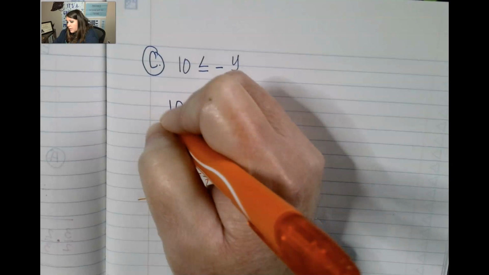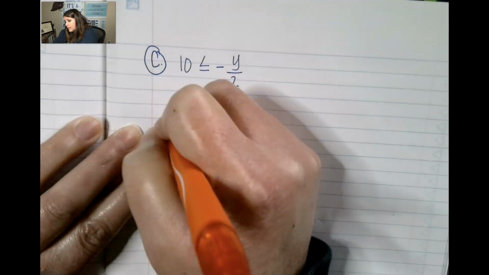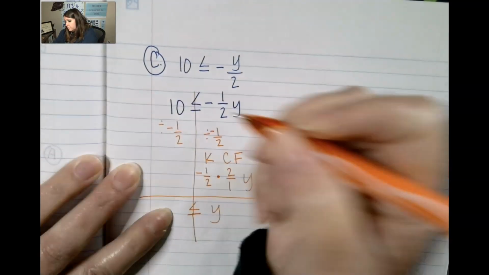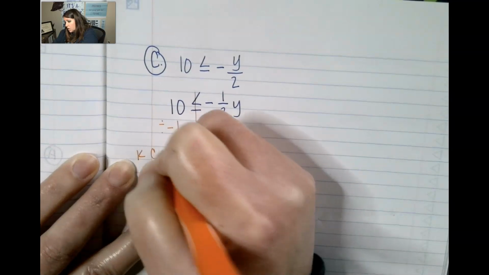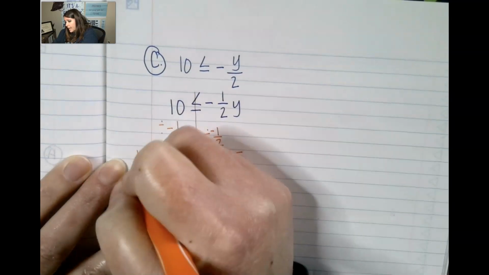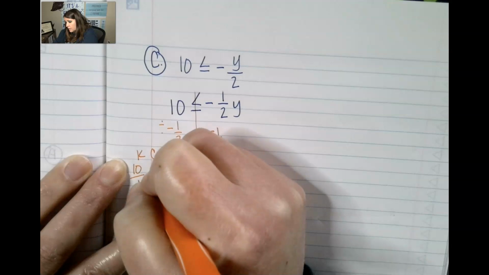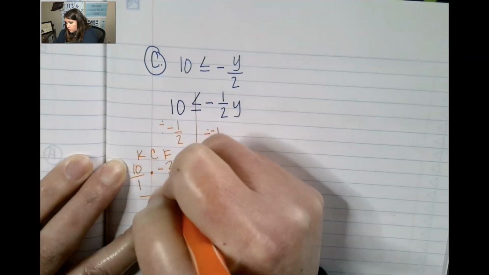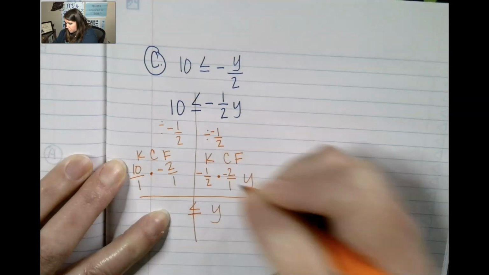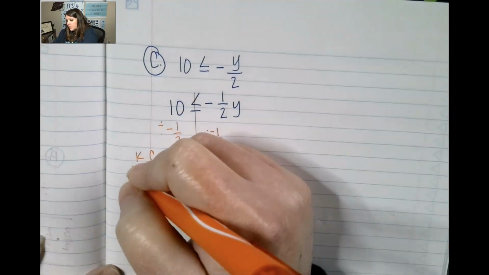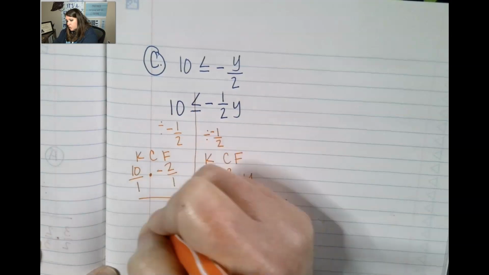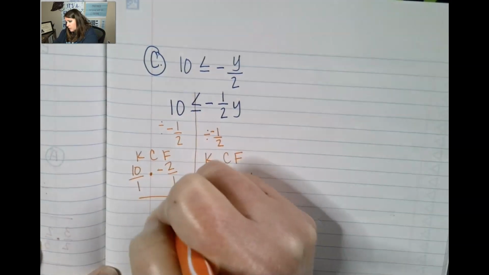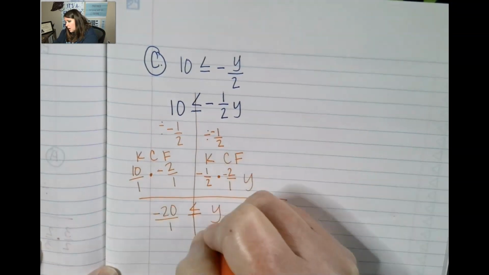Okay, over here we had 10 divided by negative 1 over 2. Again, we're going to keep, change, flip. 10 times negative 2 over 1. And that's going to do 10 times negative 2, which is negative 20 over 1. So y.